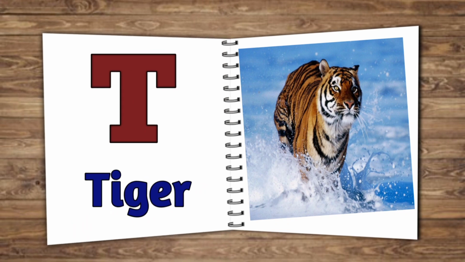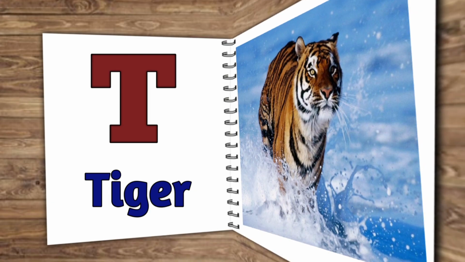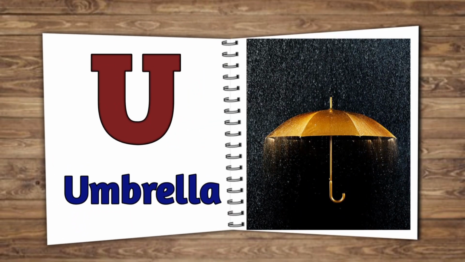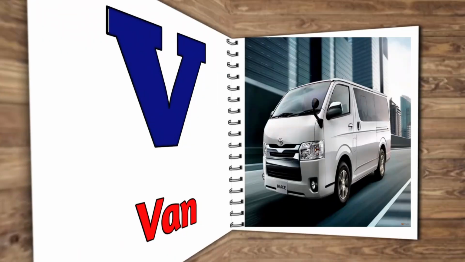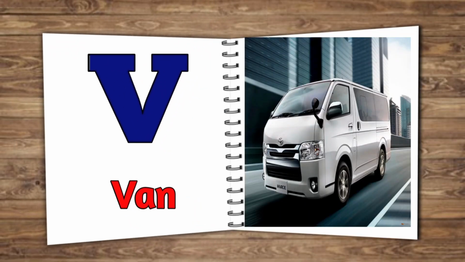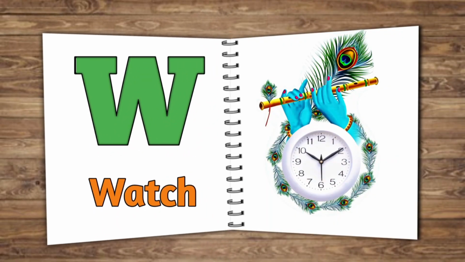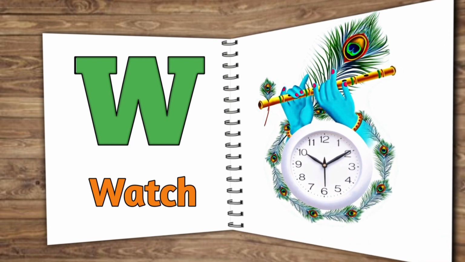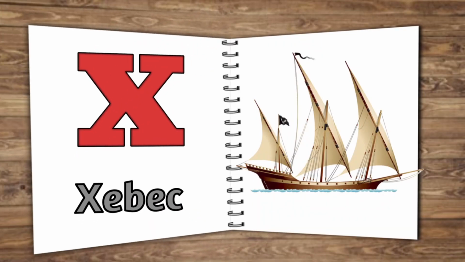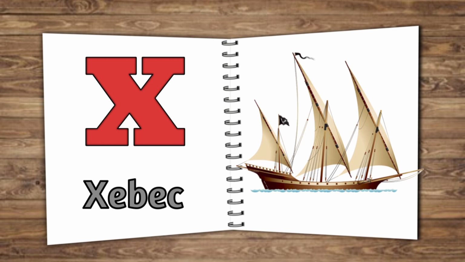T for tiger. U for umbrella. V for van. W for watch. X for jabak.